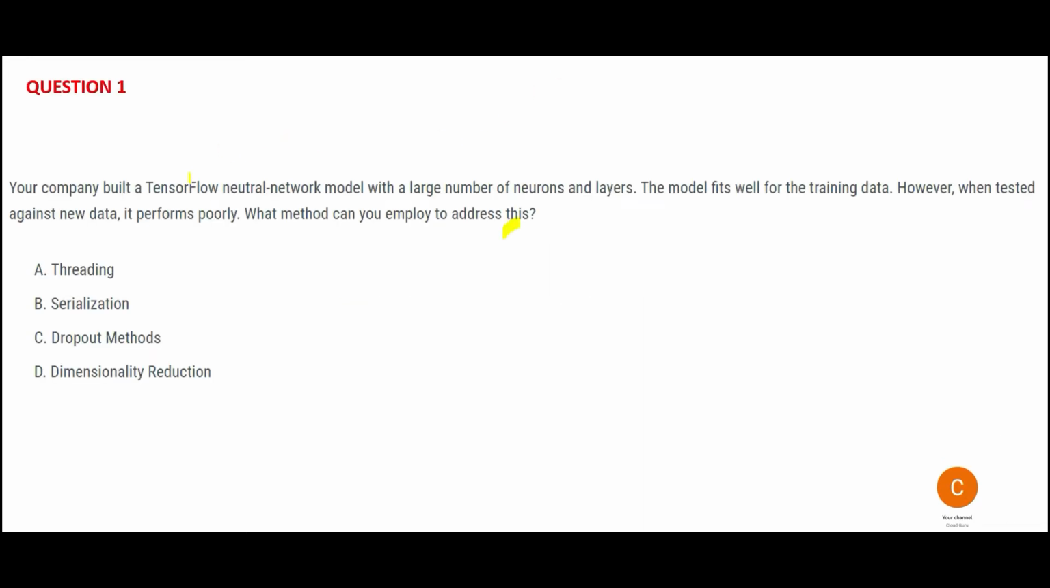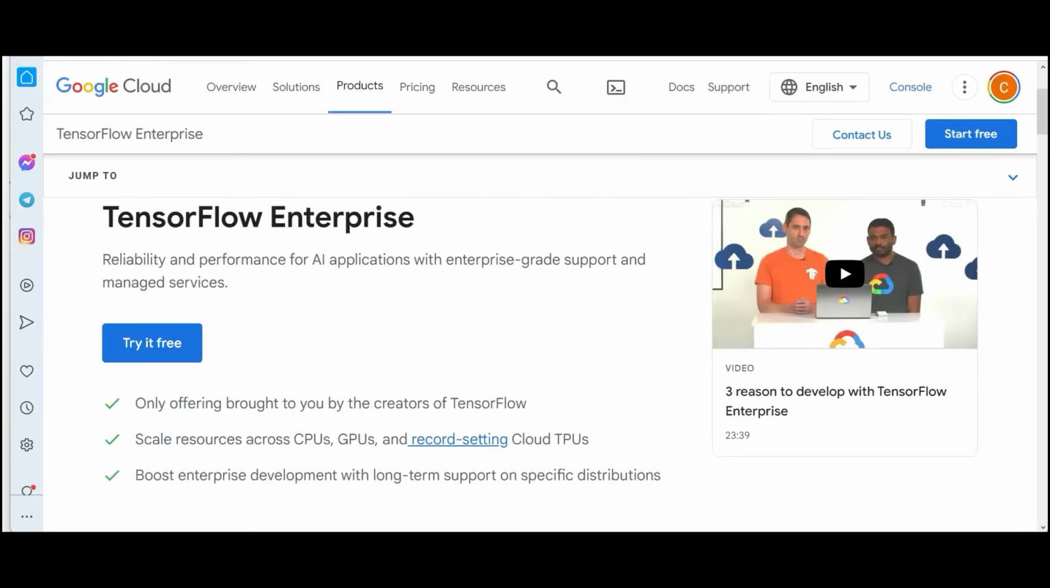So you have your company which is using TensorFlow. This is a service which helps you build reliability and performance for AI applications. We are not talking about web applications. We are talking about AI applications.